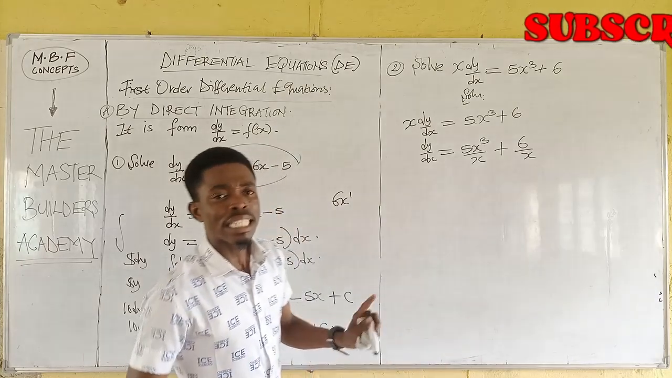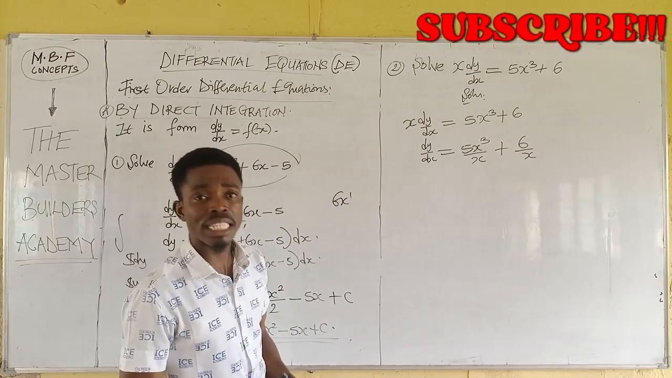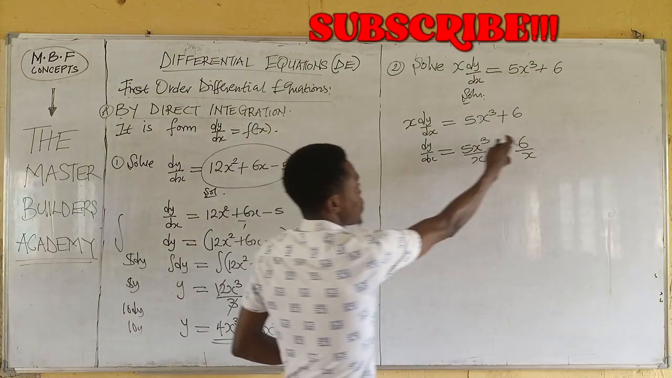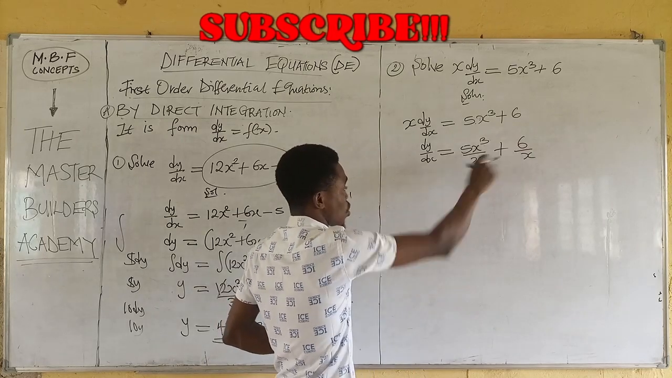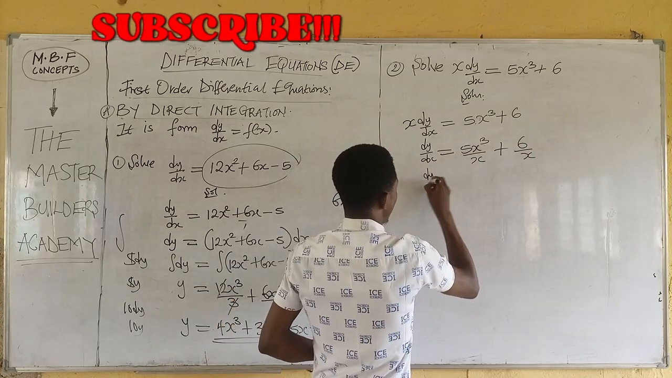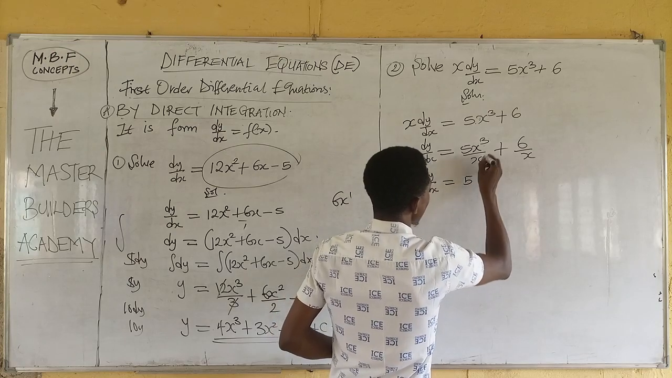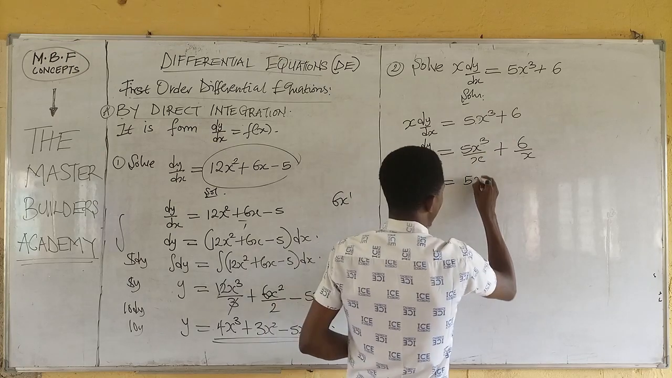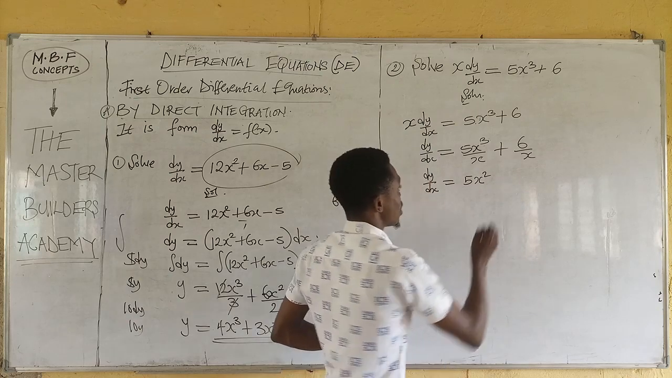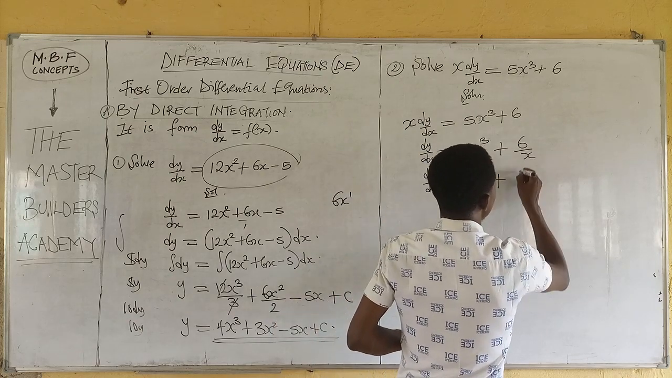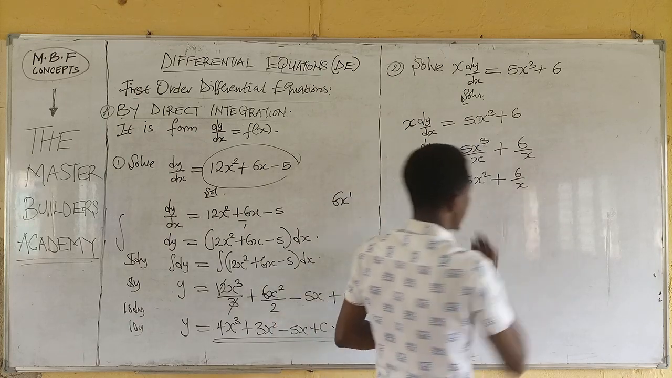Now that you have this done, the next thing you are going to do is to simplify if it is possible to reduce this function. Then we are going to have dy over dx is equal to 5. x goes into x cubed, we are going to have x squared, right? Then plus 6 over x. It's as simple as this.